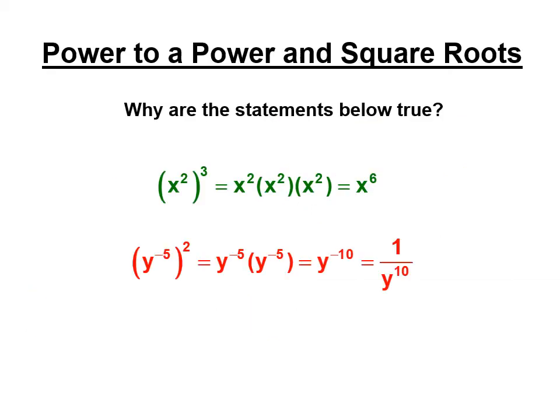Now, x squared cubed is x squared times x squared times x squared, which is x to the 6th. y to the negative 5th squared is y to the negative 5th times y to the negative 5th, which is y to the negative 10th, which is 1 over y to the 10th, right? Because you can't leave the negative exponent. So write these out like this, and they're a piece of cake.